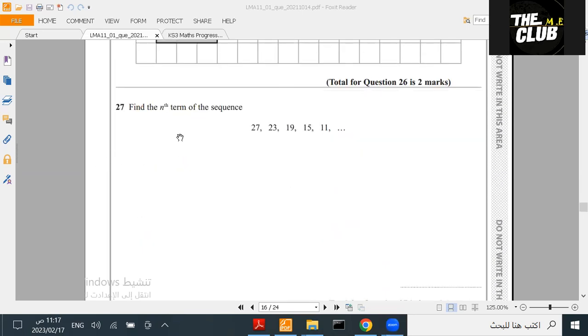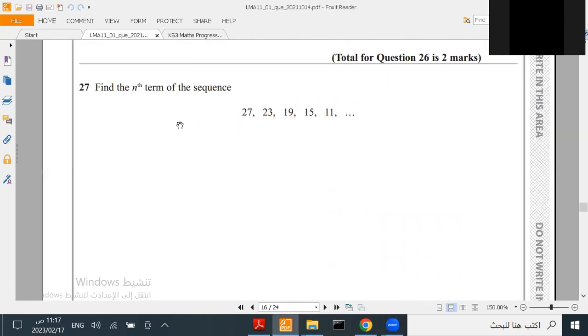Find the nth term of the sequence. First thing we do is find the common difference. From 27 to 23, we did minus 4. So I write -4. Is it the same all the time? 23 to 19 is -4. 19 to 15 is -4. So it's the same all the time, right?